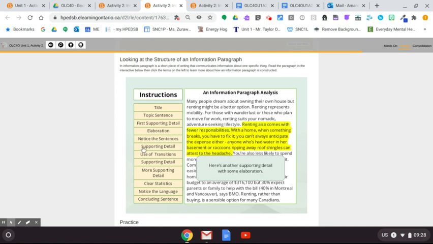So supporting detail. Oh, yeah. Did I do that? Okay, sorry. So next, supporting detail. Oh, now my internet doesn't like me.